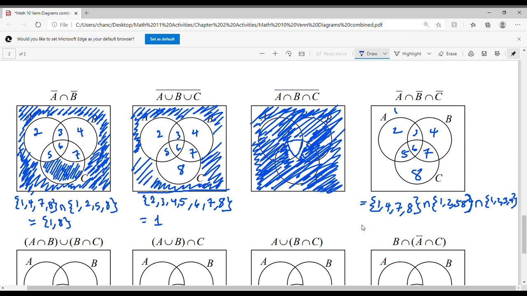And now we're going to find the overlaps. What's common in all three of these? They only share a 1. So we're going to shade region 1.